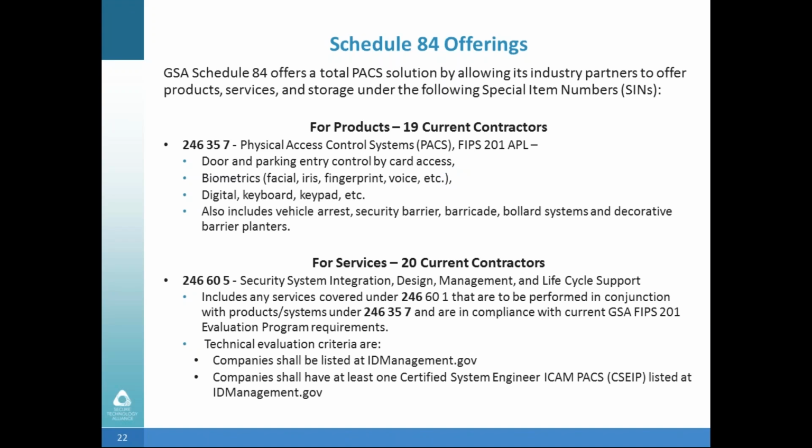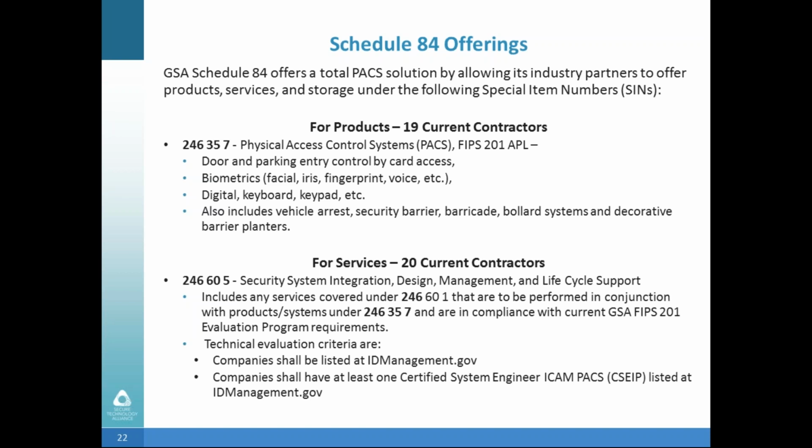One of the avenues that agencies can use to procure a PACS system is on Schedule 84. Schedule 84 currently has SINs, special item numbers, that are established for both products and services depending upon what the buyer needs and also what the contractors offer. The SIN for products is SIN 246357, and there are currently 19 contractors who have been awarded this SIN.